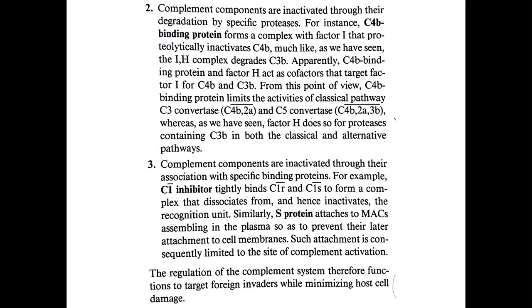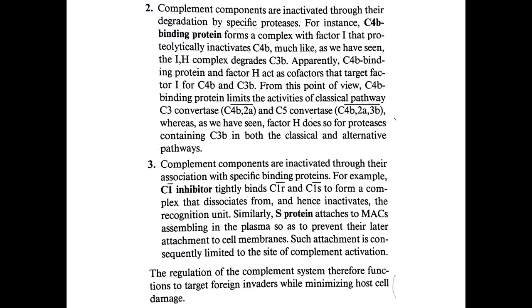You have already seen the H and I complex, which degrades the C3b in the alternative pathway. Similarly, here also, C4b binding protein and factor H act as cofactors that target factor I for C4b and C3b. So from this point of view, C4b binding protein limits the activities of the classical pathway, that is the C3 convertase and the C5 convertase, whereas factor H does so for proteases containing C3b in both the classical and the alternative pathways.